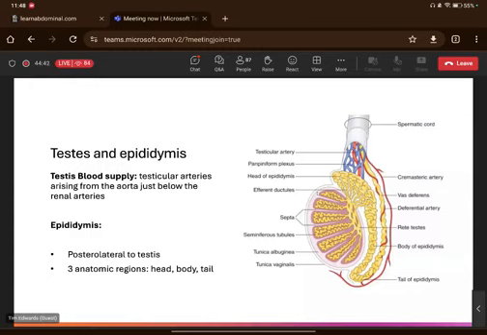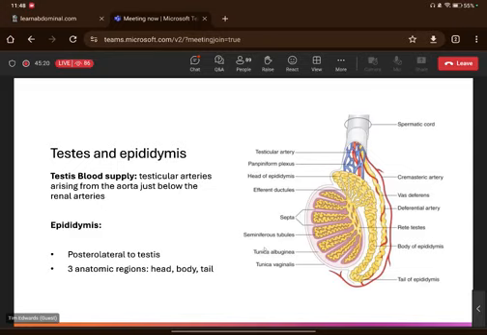And then you get the tubes that then drain into the rete testis, which then drains into the head of the epididymis, and then the epididymal head drains into the epididymal body, inferiorly into the epididymal tail, where it then becomes the vas deferens and runs up through the spermatic cord. So, yeah, the epididymis, posterolateral to the testes, has three anatomic regions: head, body, and tail.